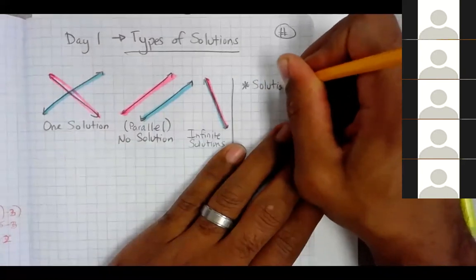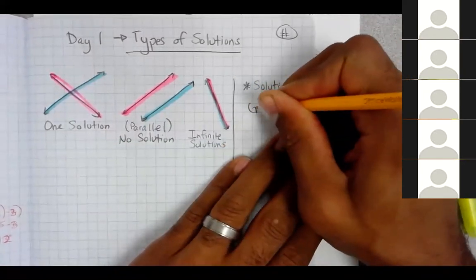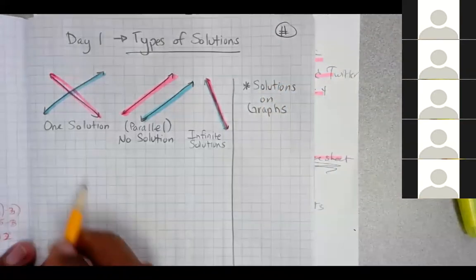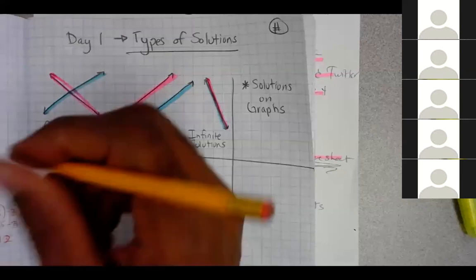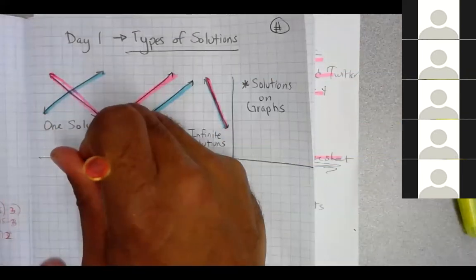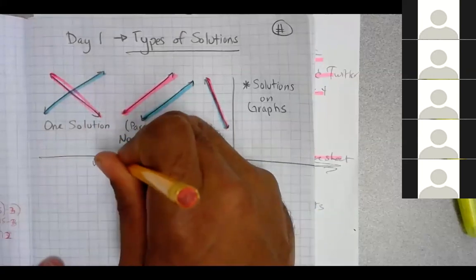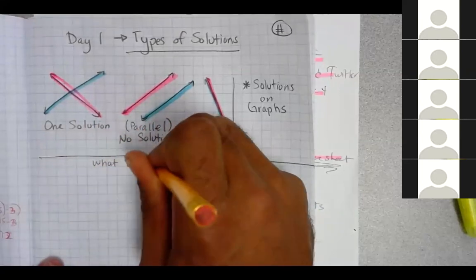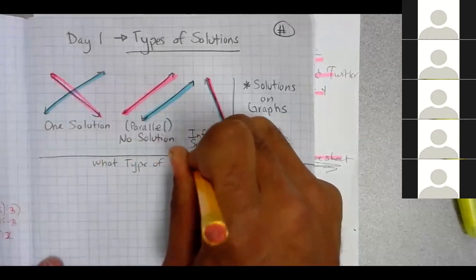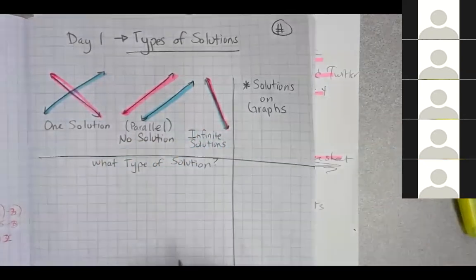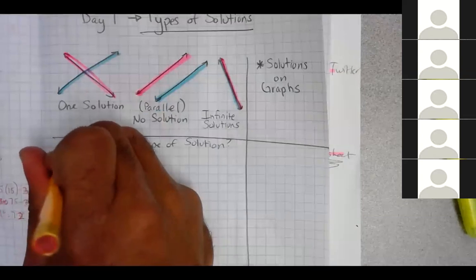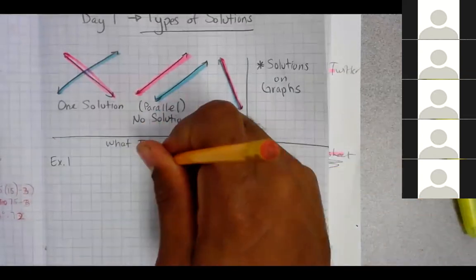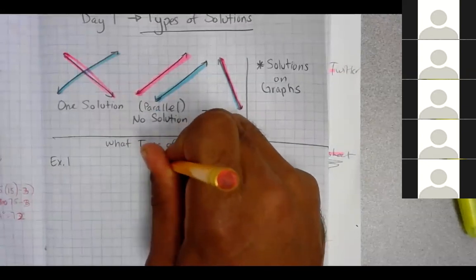So we're going to call this part solutions on graphs. All right, so now, again, we're going to be answering the question, what type of solution? And this time we're going to look at equations. So I'll have an example here. I'm going to put one right next to it like this.